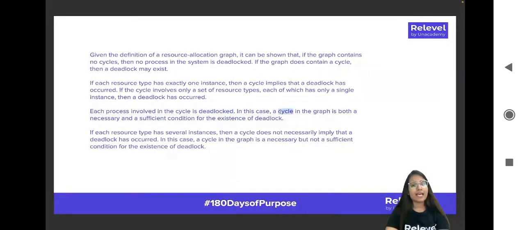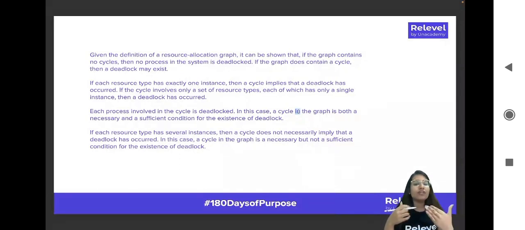In this case, a cycle in a graph is both a necessary and a sufficient condition to prove that there is a deadlock. If all the processes and the resources are in a cycle, and secondly there is a single instance of every resource, then that is a necessary and a sufficient condition to prove that a deadlock exists.